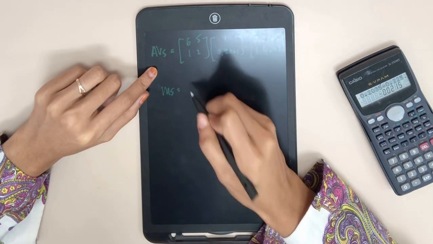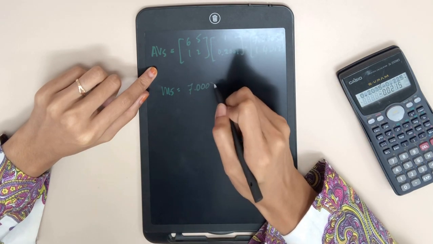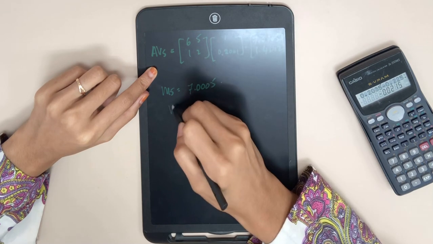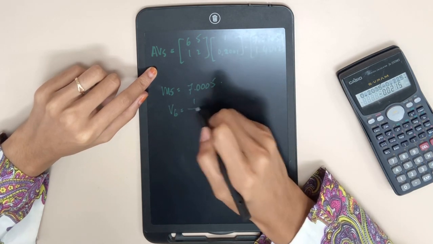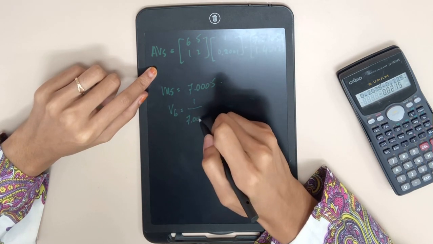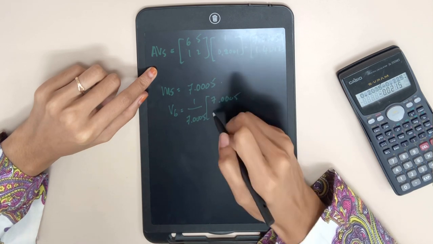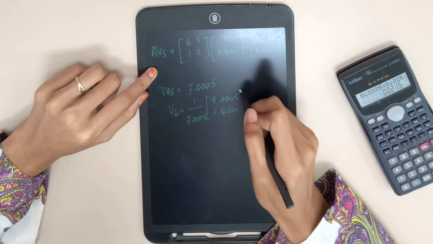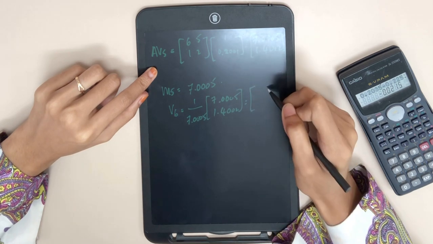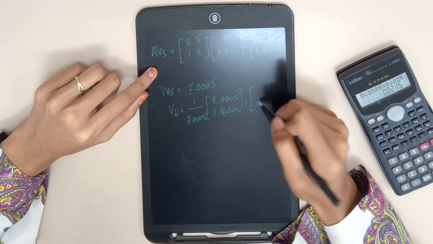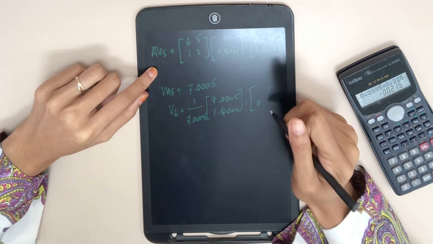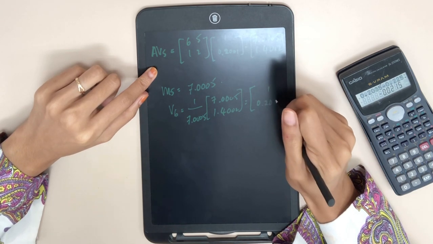So M5 here is 7.0005. And V6 here is 1 over 7.0005 times 7.0005, 1.4002. Therefore, you should get 1 and 0.2000.